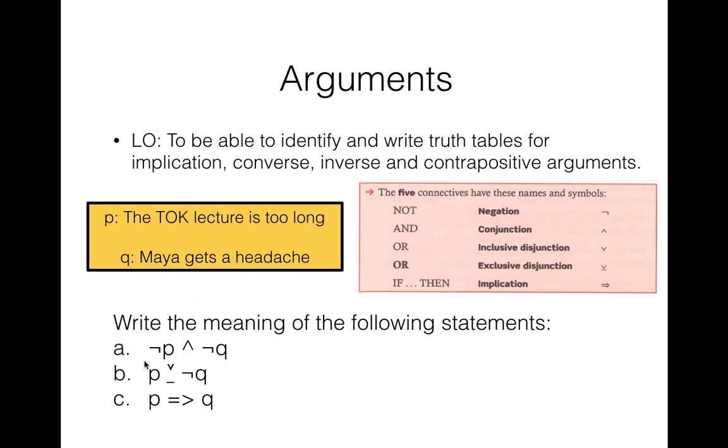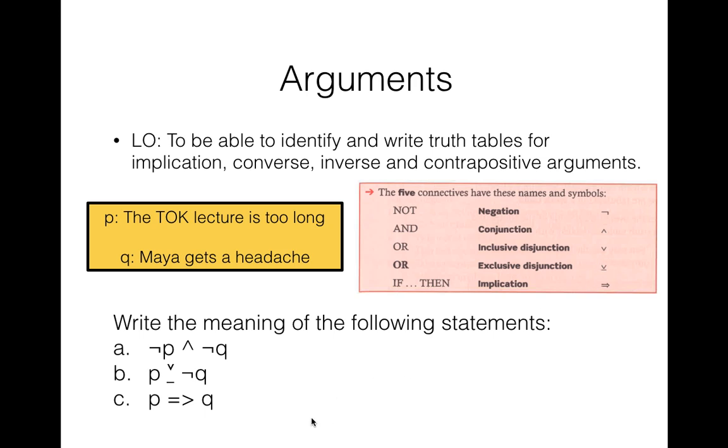Okay, so for A, you should have the TOK lecture is not too long, and, because we've got a conjunction here, Maya does not get a headache. For B, the TOK lecture is too long, or Maya does not get a headache, but not both. Because look, we've got that little underline there. Now don't forget this should actually be touching the underline. Okay, so be careful when you write it out. For some reason on my computer, I can't get them to touch. But it should look more like this, the exclusive disjunction.